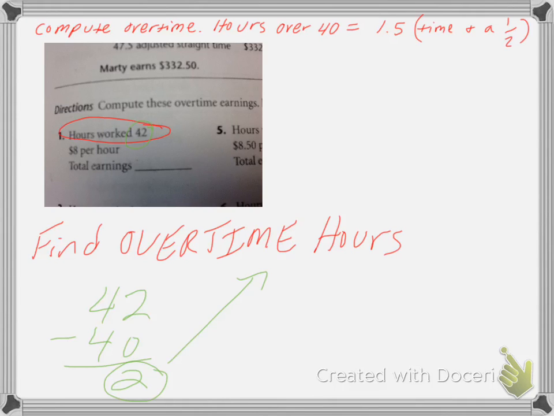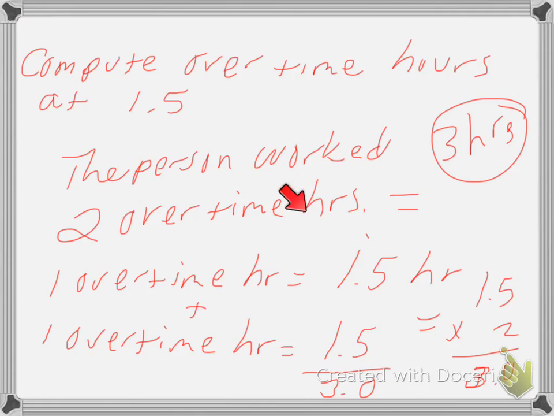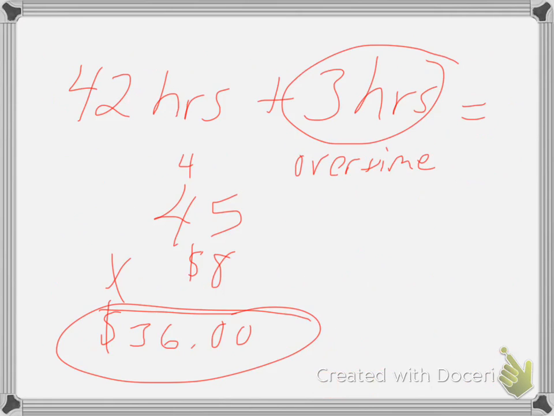If we go back, we can do it quickly. You find the overtime hours with subtraction. Then you compute the number of overtime hours by multiplying by time and a half, and then you take that answer and add it to the total 42 hours that you started with, plus the 3 overtime hours, and then multiply the total hours altogether by the pay rate. Done.